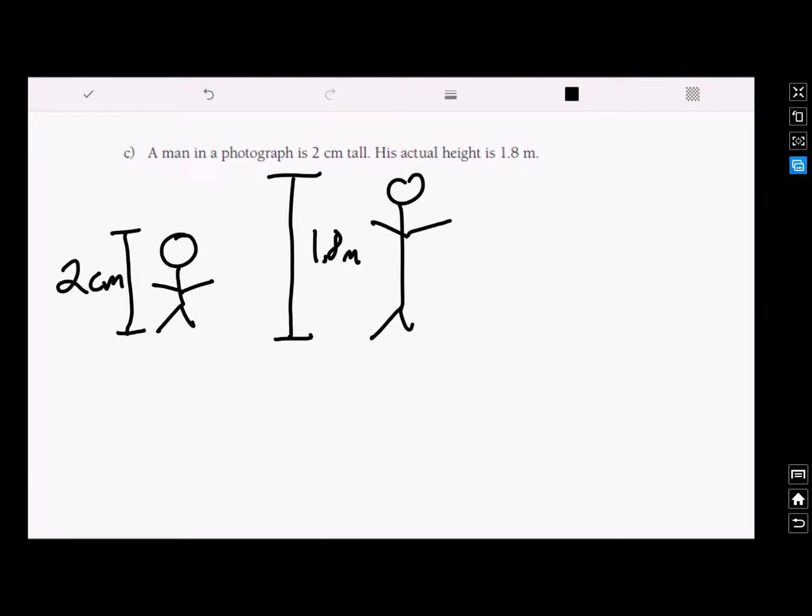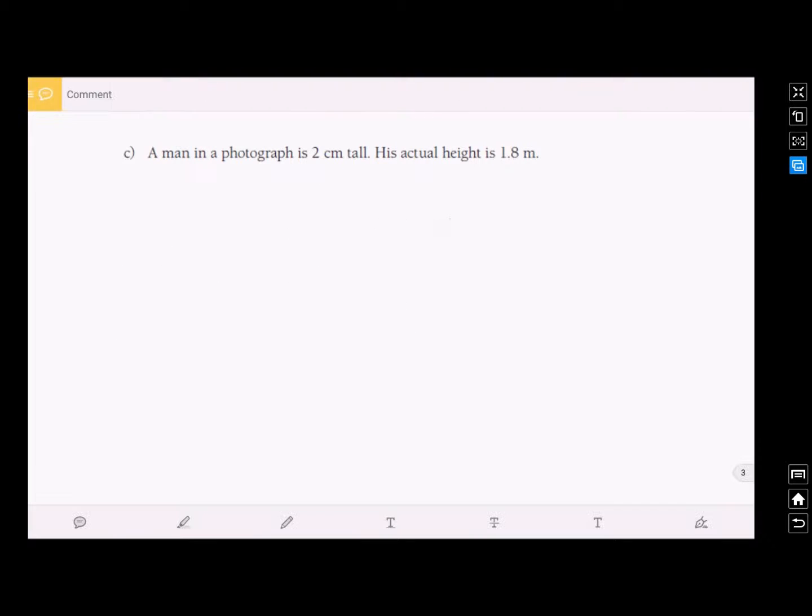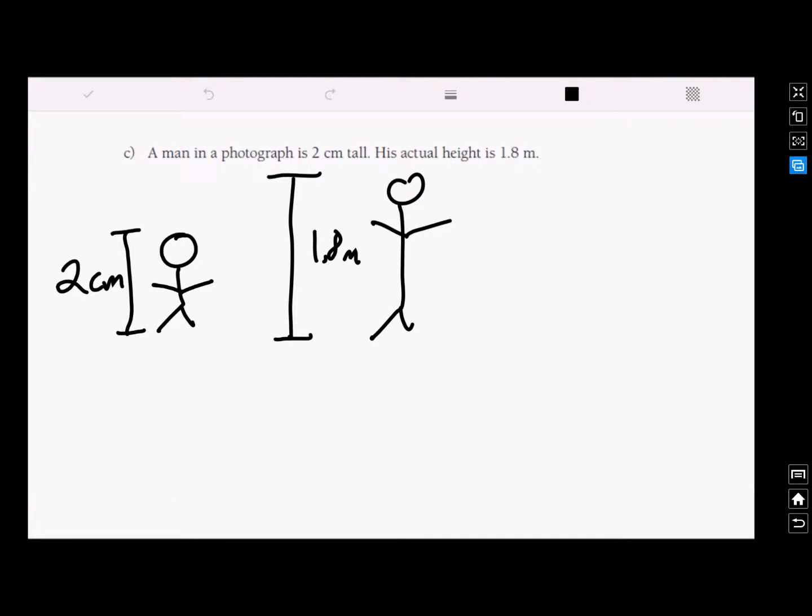Okay. Well, we do the exact same thing we did for the previous problems. We take our model size, divided by the original size. In this case, the model size is 2, the original size is 1.8. One thing to note, though, is that our units are different because the picture is 2 centimeters, but the height is in meters. So we need to do some changing first. The only change we need to do is make sure that everything is in the same unit. I'm going to put everything into centimeters.